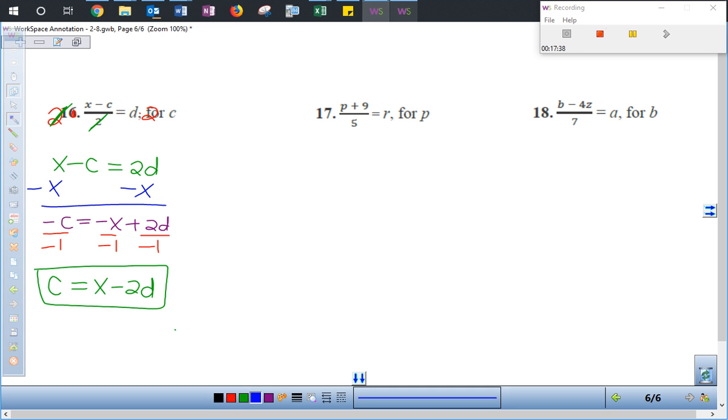On number 17, I want to solve for p. Notice p is in the numerator again. So the first thing I need to do is get rid of this denominator. So I'm going to multiply each side by that denominator of 5. On the left side, it cancels out that denominator and only leaves me with the numerator of p plus 9. On the right side, 5 times r is 5r. Next, we're going to subtract 9 from each side, and I'm going to be left with p equals 5r minus 9.